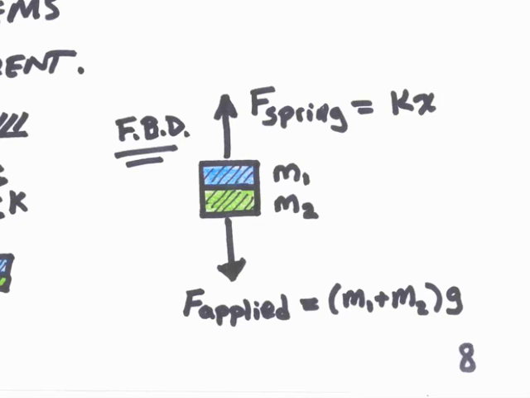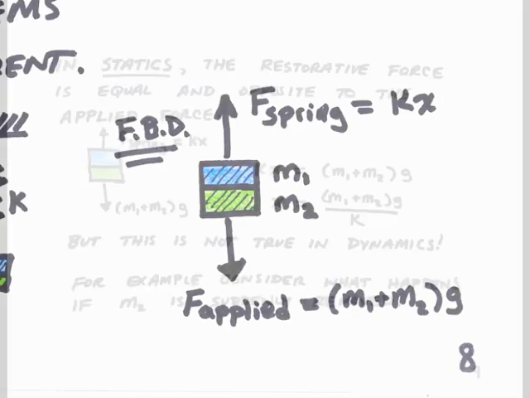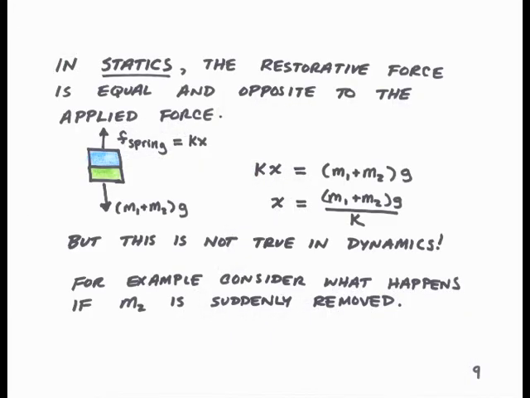So in this case, the restorative force, F spring, is equal to the applied force. From that balance, we can calculate the amount of deflection of the spring under the load of the weight of masses 1 and 2. So kx is equal to M1 plus M2 times g. That's the equation of equilibrium, and I solve for x. So the amount of deflection statically under the weight of the two masses is x equals M1 plus M2 times g divided by the spring constant k.